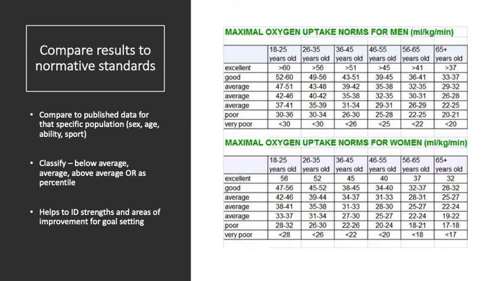So let's run through an example here. Polly is 35 years old and has a VO2 max of 38 milliliters per kilogram per minute. If this is the case, if we go on to the bottom table, she's 35 years old and go down to 38 milliliters per kilogram per minute, Polly would be classified as average aerobic fitness level for her age and for her gender.